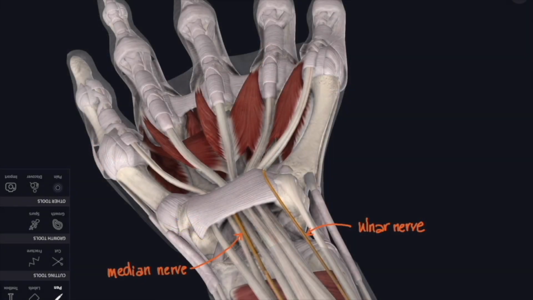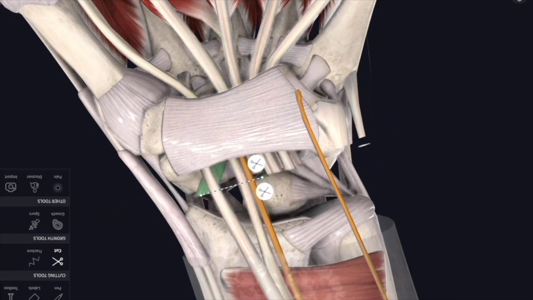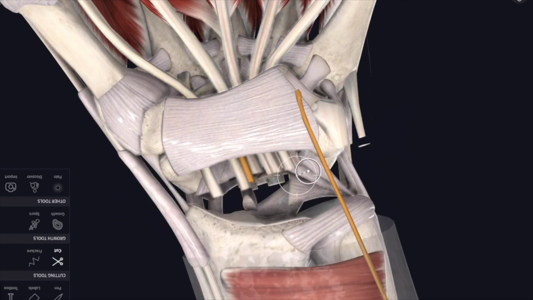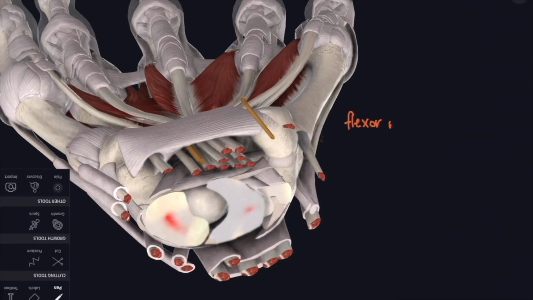on the hand. So you can see that the median nerve passes through underneath the flexor retinaculum and the ulnar nerve passes over the top. I'm now cutting away all these structures as you can in Complete Anatomy to have a look at that cross-section. So let's label these things up. There's the flexor retinaculum, and underneath it you've got a bunch of 4 tendons stacked 2 above 2. They're the flexor digitorum superficialis tendons.